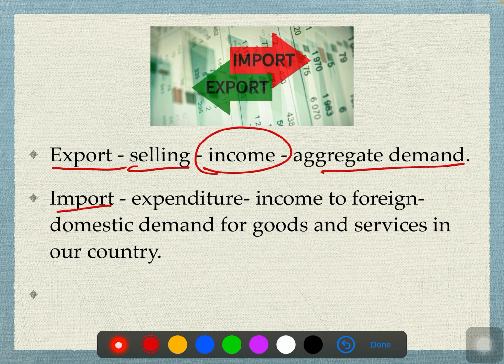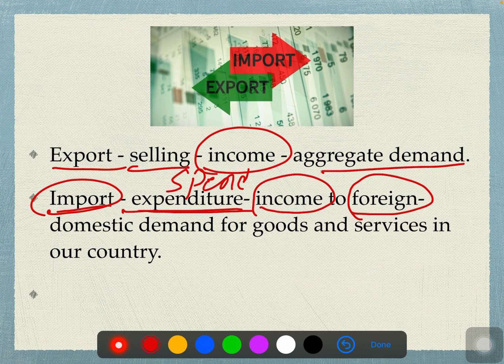On the other side, you have imports. What does import mean? Import means you're going to purchase any other country's goods and services. That will be called an import. Whenever you do an import, that means you're going to spend your money. So spending money on other countries' goods and services is called an expenditure. For us, it is an expenditure. For the other country that is selling, it is an income. So whenever you purchase any other country's goods and services, the domestic demand for your country's goods is going to decrease.